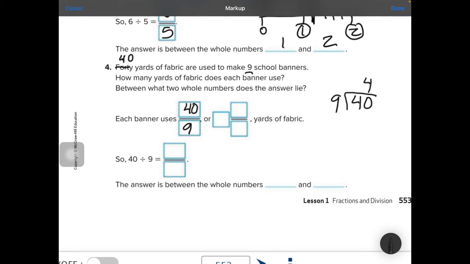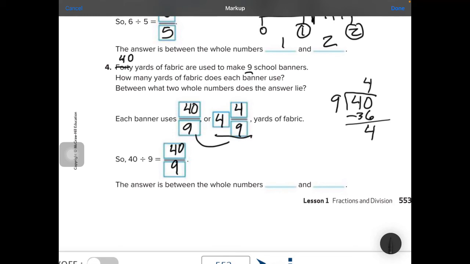So 4 times 9 is 36. And if we were to subtract that, there's 4 numbers different. So it'll go into it 4 times. It'll be 4 left over. And we bring this denominator over. So 4 4/9. So 40 divided by 9 is 40/9.